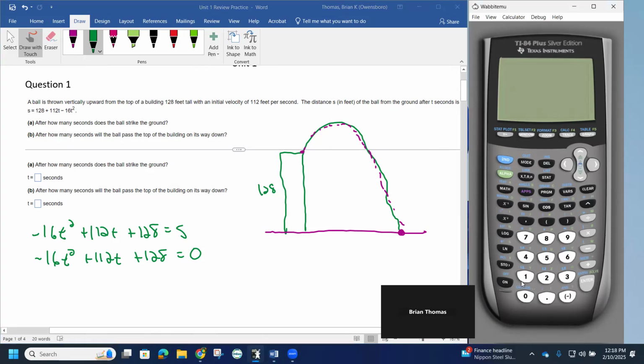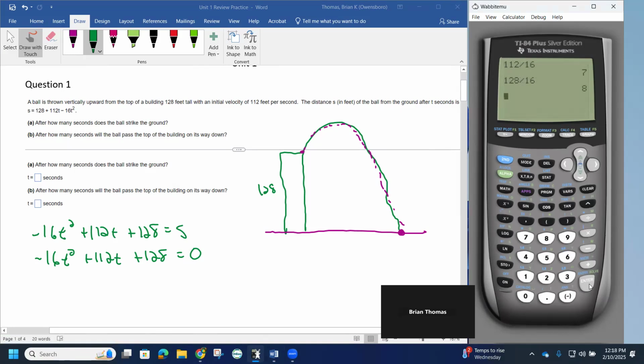So I'm going to go on my calculator. 112 divided by 16, does it go into it evenly? It goes into 7 times. The other thing is, is 128 also divisible by 16? And it also gives me an answer of 8.